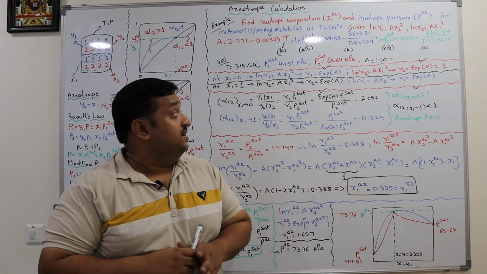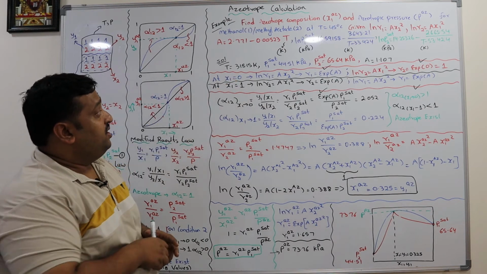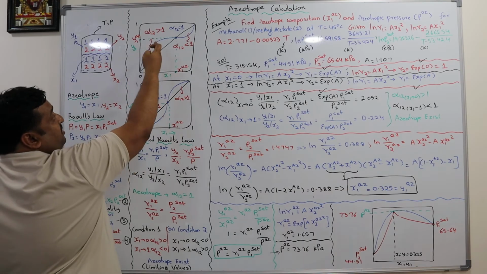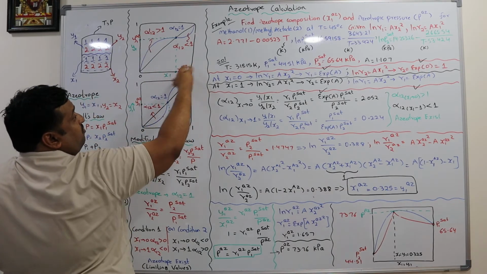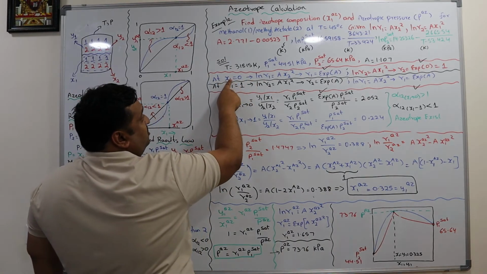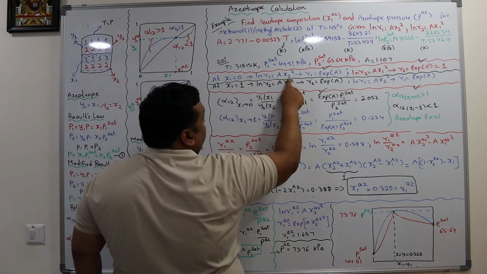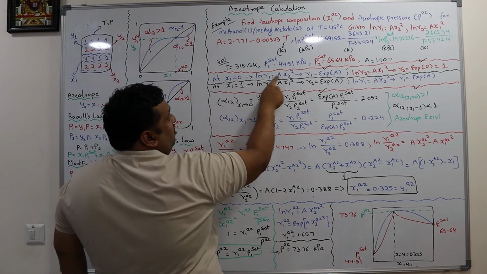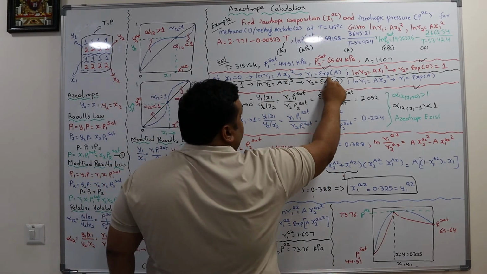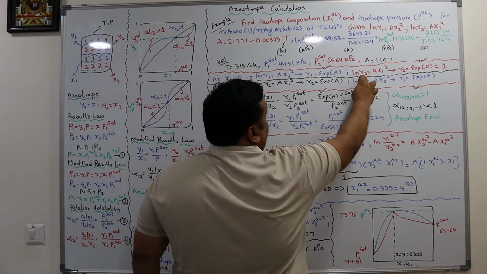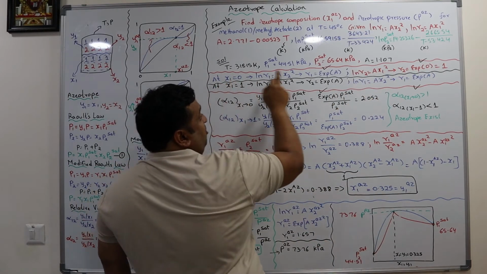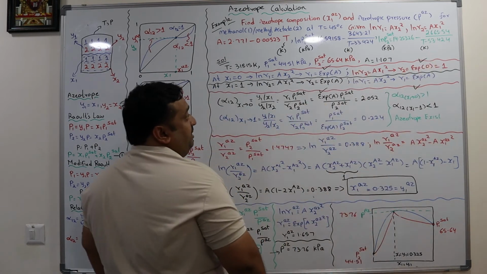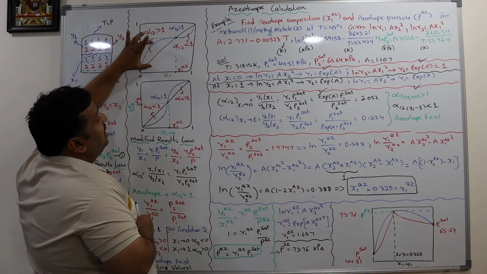Let us find out. As x1 tends to 0, you have to find gamma 1 and gamma 2. At x1 equal to 0, ln gamma 1 equals A x2 squared. When x1 equals 0, x2 equals 1, so gamma 1 is equal to exponent of A. Then what is gamma 2? Ln gamma 2 equals A x1 squared, and at x1 equal to 0, ln gamma 2 is equal to 0, so gamma 2 equals 1. That means for this limit, you know gamma 1 and gamma 2.